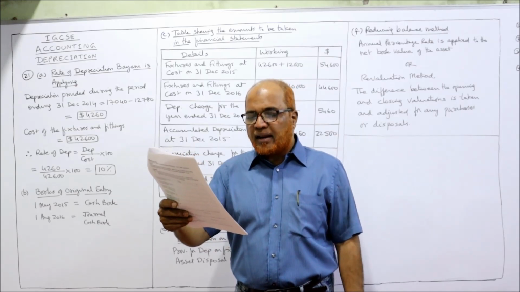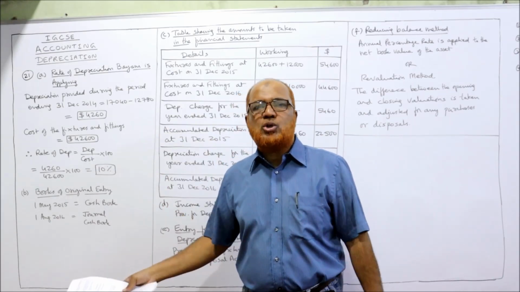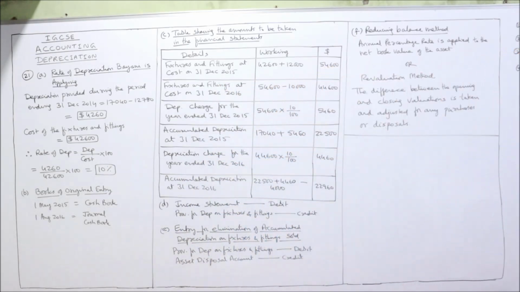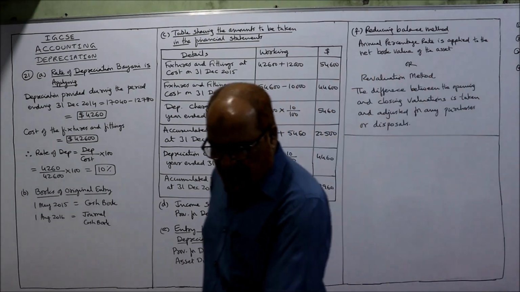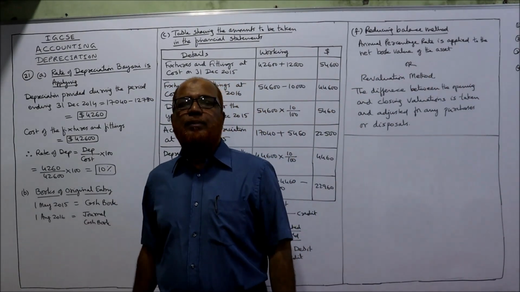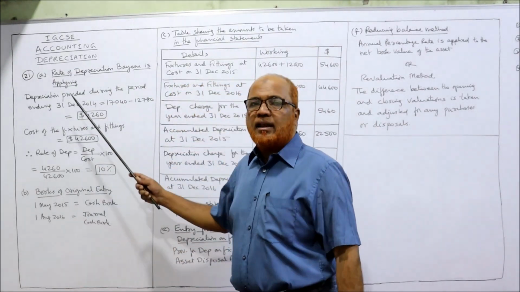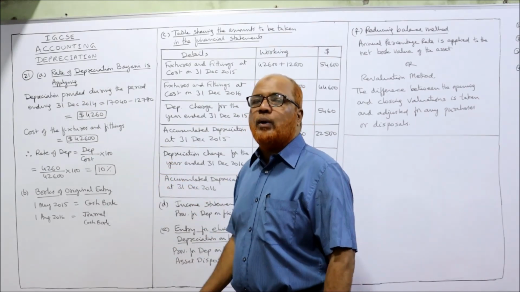Now, calculate the rate of depreciation Bayani is applying. So before calculating that, take a screenshot of the solution of this last 21st problem. Then I'll explain all the points in detail. Now, first question, it is asking you to calculate the rate of depreciation Bayani is applying. What is the percentage? It is not given. Now, how to calculate the rate of depreciation? See carefully. Depreciation provided during the period ending 31st December 2014.